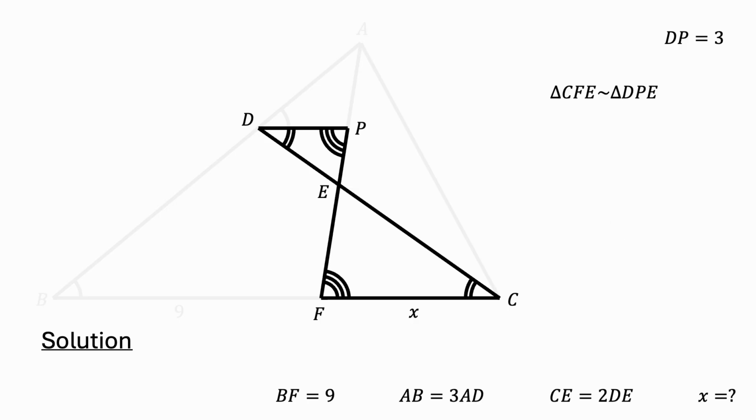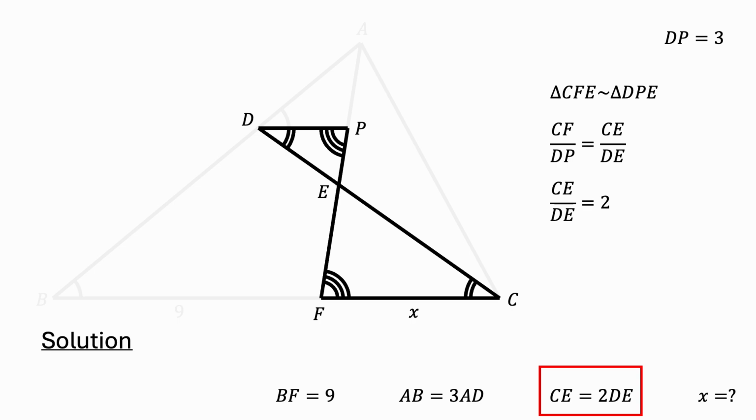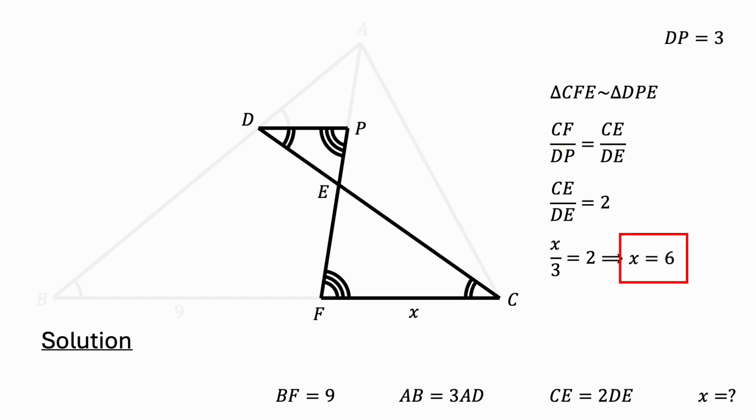Since corresponding sides in similar triangles are proportional, we have CF over DP equals CE over DE. Given CE equals 2DE, CE over DE equals 2. Therefore, X over 3 equals 2 and X equals 6, which is the answer.